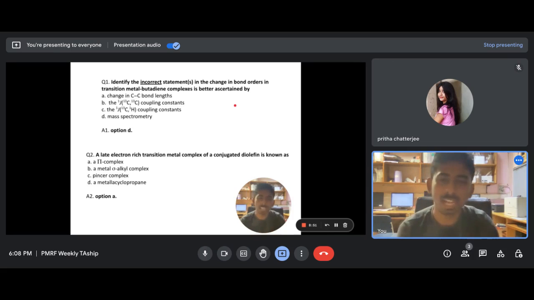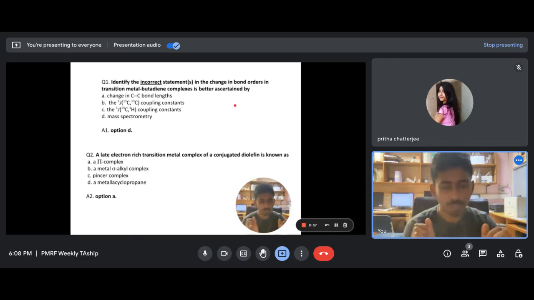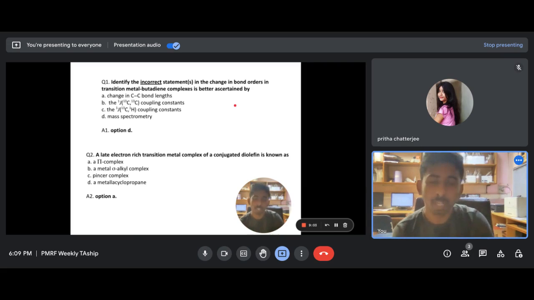Second one is the metal sigma alkyl complex. In the case of a metal sigma alkyl complex, there will be a sigma bond between the metal and the alkyl group. So here no pi electrons will be involved in bonding, because there is a direct sigma bond between the metal center and the alkyl group. This can be methyl or ethyl or any allyl group also.